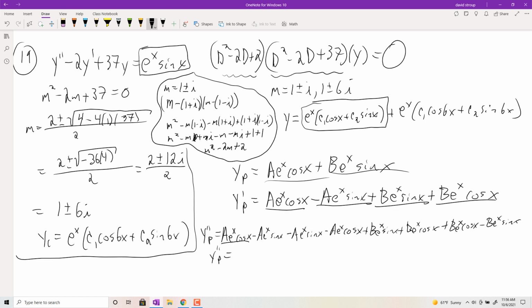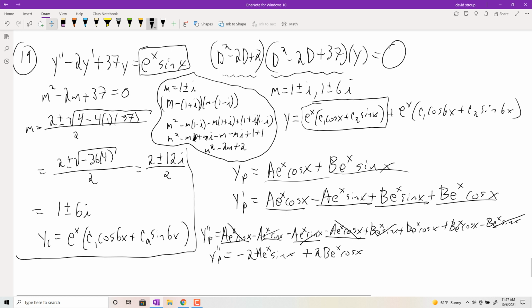So we have a e to the x cosine x minus a e to the x cosine x, those are gone. I'll have then 1, 2 of these, so minus 2a e to the x sine x's. And then b e to the x sine x minus b e to the x sine x, those are gone. And then I'll have plus 2b e to the x cosine x.